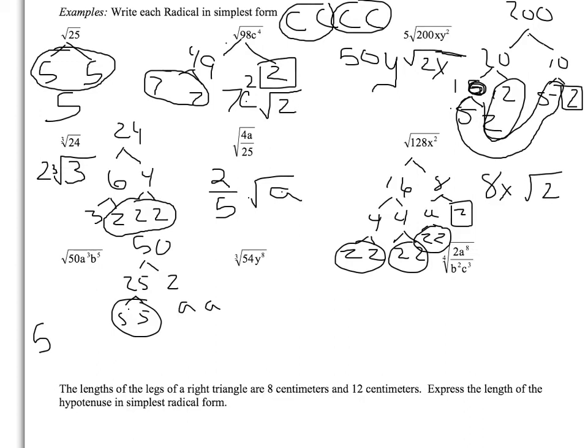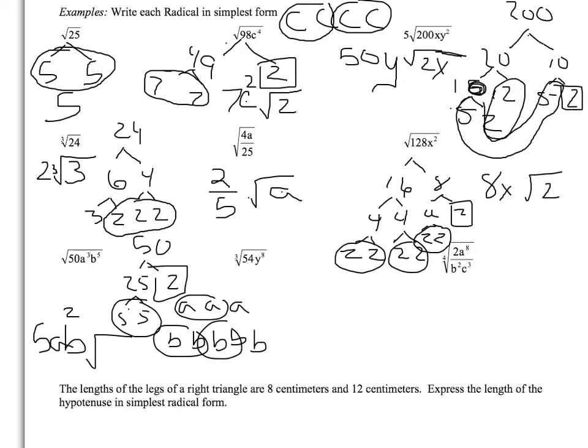A cubed is like 3 a's. You have 1 pair of a's. And b to the 5th is 5 b's. You have 2 pairs of b's. So it comes out as b squared for 2 pairs. Underneath the radical, you are left with a 2, an a, and a b.